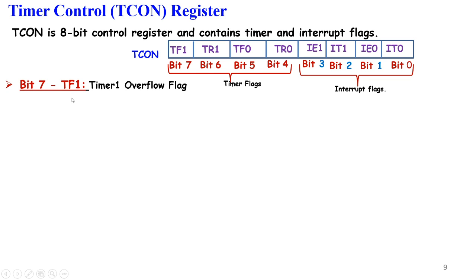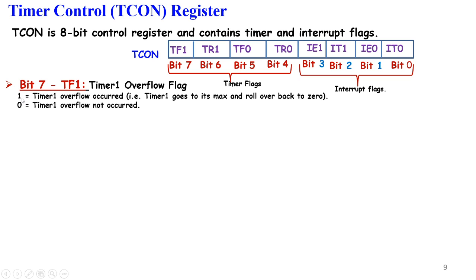Bit 7 is named the timer 1 overflow flag. So the overflow flag, how is it? When this bit is equal to 1, timer 1 overflow occurs. Timer 1 goes to its maximum value, and when it rolls back to 0, then this bit will be set. How is it? You see, this is the content of timer 1, 8-bit. Suppose TF will be 0.